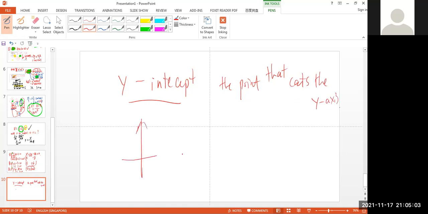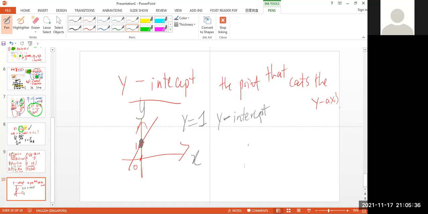So if I give you a curve, let's say this is 0, this is 1. So what is the y-intercept? The point that cuts the y-axis, this is the y-axis, this is the x-axis. The point where it cuts the y-axis, this point. For this question, the y-intercept is y equals 1 because it cuts the y-axis at 1, right? Okay, so this is the y-intercept for this question.